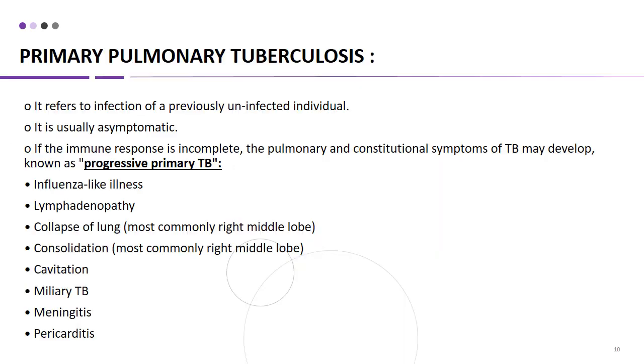So primary pulmonary TB refers to the infection of a previously unaffected individual. It is usually asymptomatic, but if the immune system is incomplete, the pulmonary and constitutional symptoms of TB may develop. Then it will be known as progressive primary TB. So there may be influenza-like illness, lymphadenopathy, collapse of the lung, and consolidation. They both appear on the right middle lobe. Cavitation, miliary TB, meningitis, and pericarditis may occur.